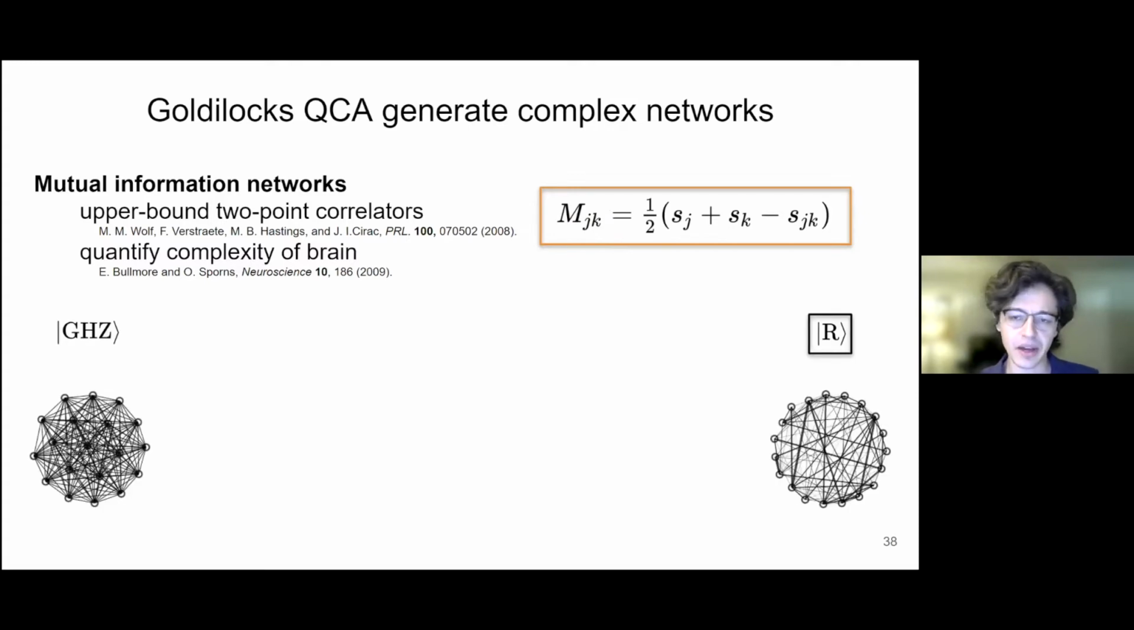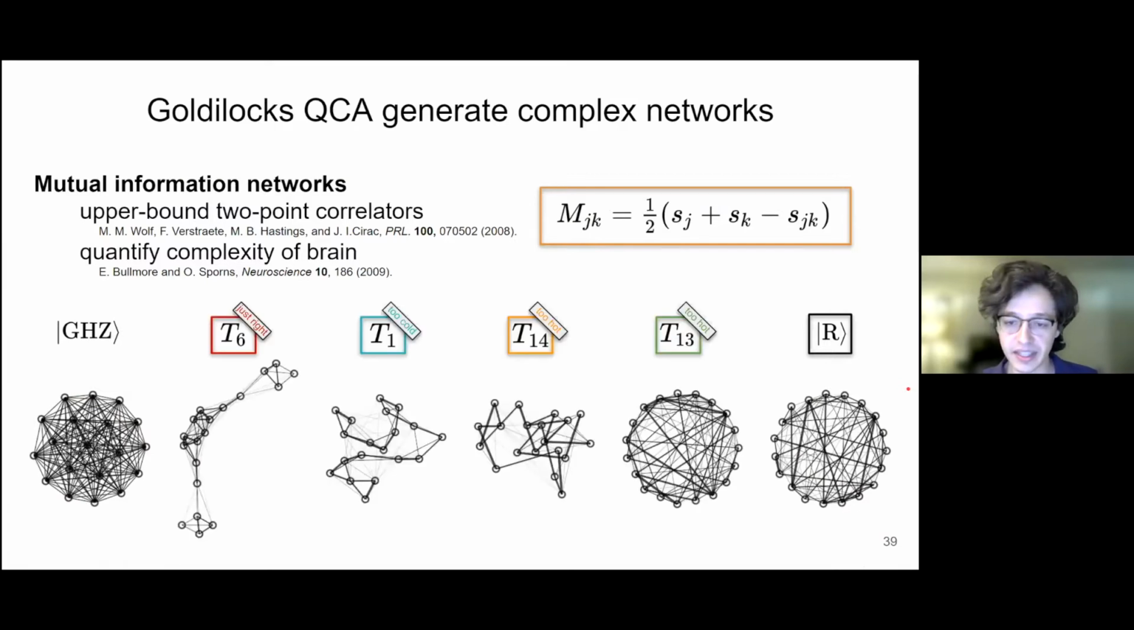Now, an important thing about a complex network is that it's neither uniform, like this network of a GHZ state, nor is it random, like this network of some random state, some random point in Hilbert space. Instead, we see that our quantum cellular automata generate networks somewhere in between. And this rule T13, far from Goldilocks rule, looks the most like a random network. The near Goldilocks rules appear less random, and the Goldilocks rule T6 has this very unique structure, has some clear clustered groups of nodes, and it just visually stands out from the rest right away.